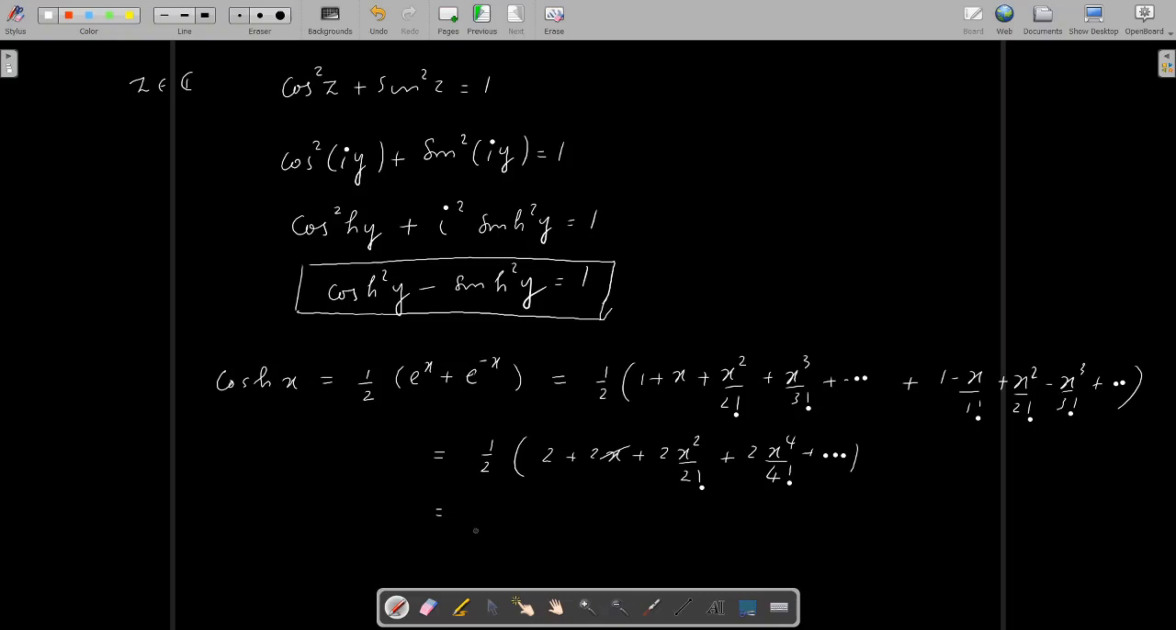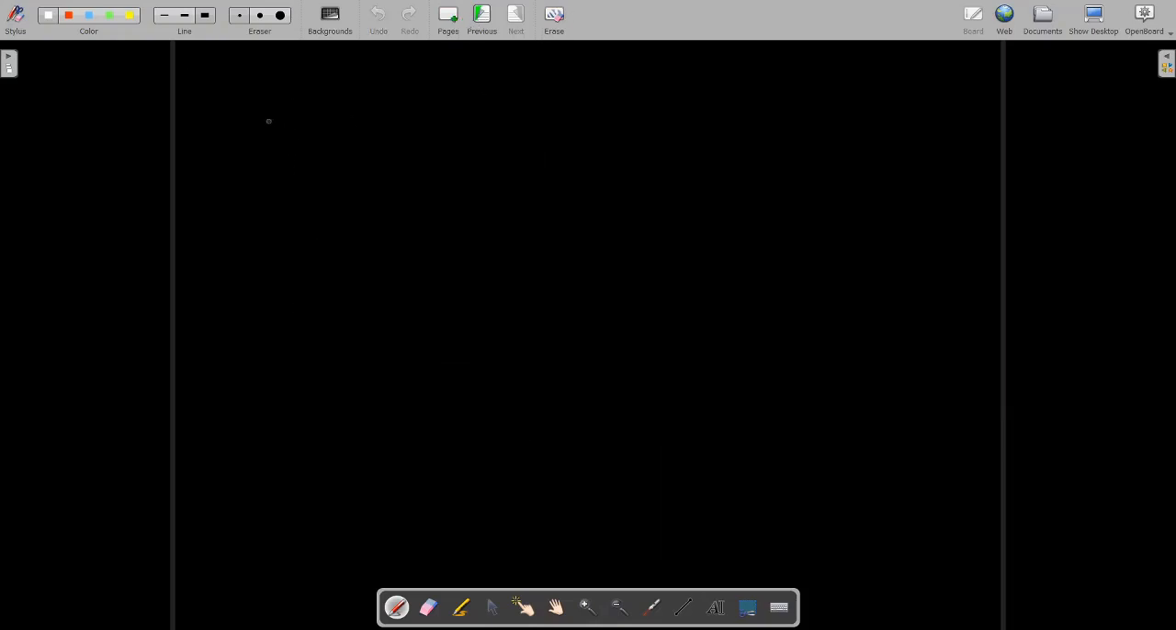So this is nothing but, as we cancel these two, we can write 1 plus x square by 2 factorial plus x raised to 4 by 4 factorial plus etc. Okay, so you can get the expression for cos hx. Similarly, you can find the expression for sin hx.